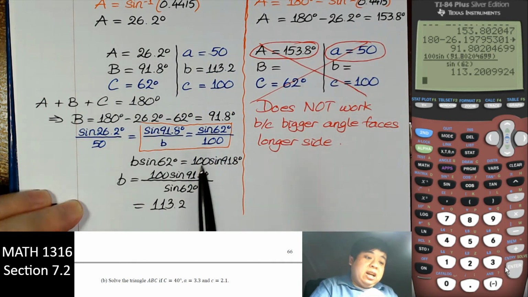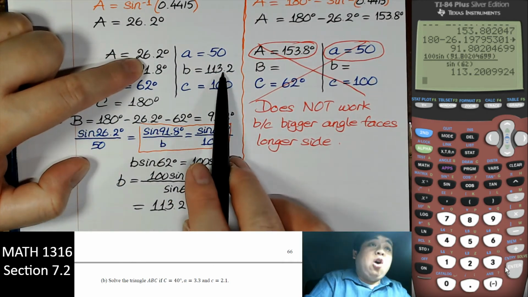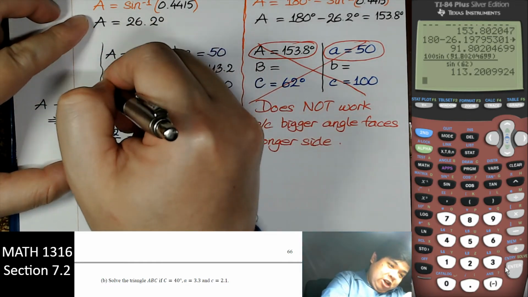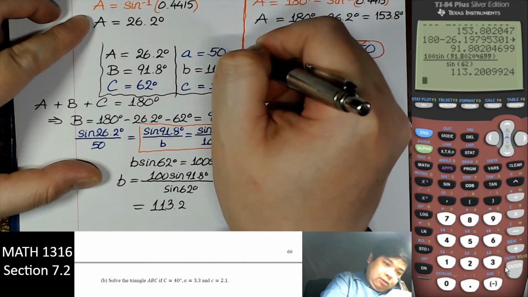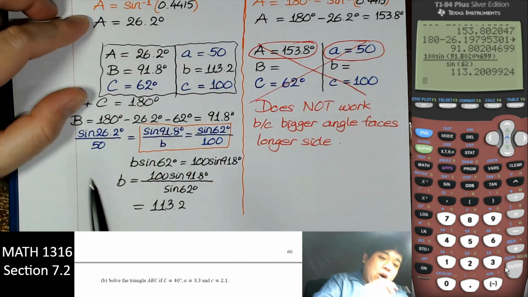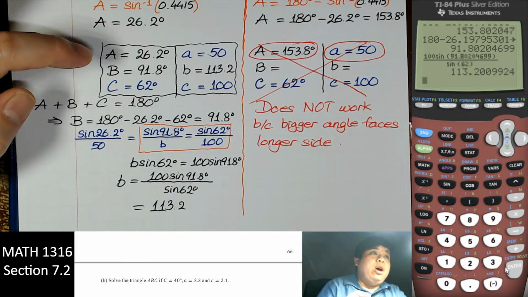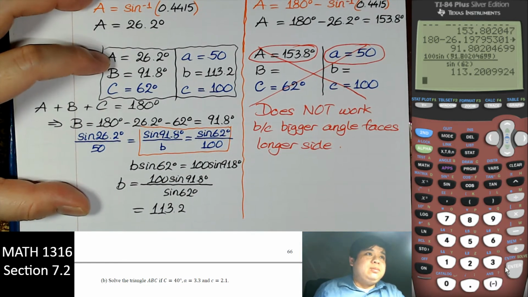And now we check again. Biggest angle, longest side, smallest angle, shortest side. So that certainly checks out. So that fact is handy. When we check that, we rule out this case. So this one we only have one solution. That one.